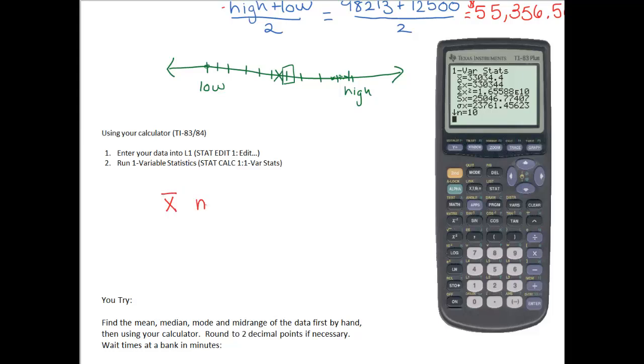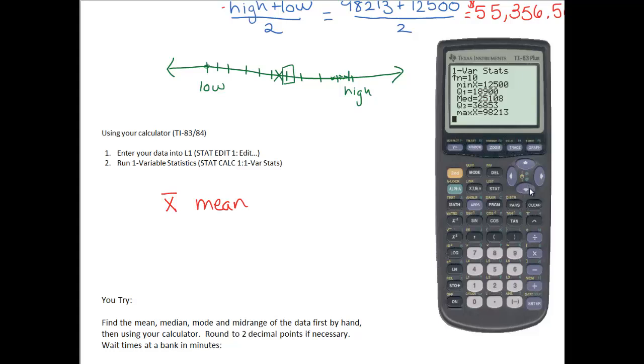X bar is the notation we use for the mean. So this is saying that the mean of our data is 33,034.4, and that's what we found before. You'll notice this n value, that was the number of data values we have. So that's a good thing to check. Just make sure you didn't leave one out or add an extra in. So we have 10 data values.